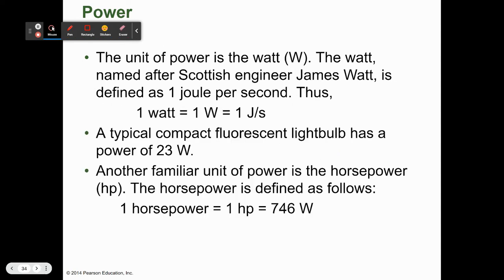Okay. All right, so units of power are watts, and a watt is a joule per second. A typical light bulb has a power of 23 watts. You do need to know this conversion, that one horsepower is 746 watts. Horsepower was the older unit of power, and so that's the conversion between horsepower and watts.